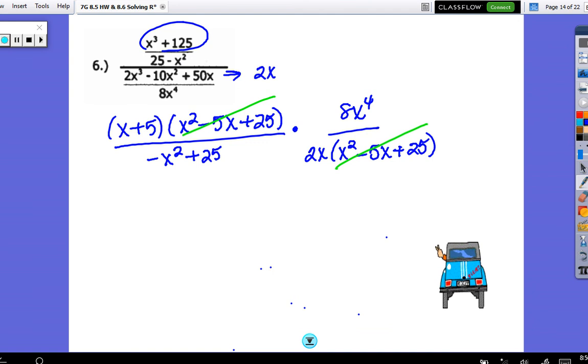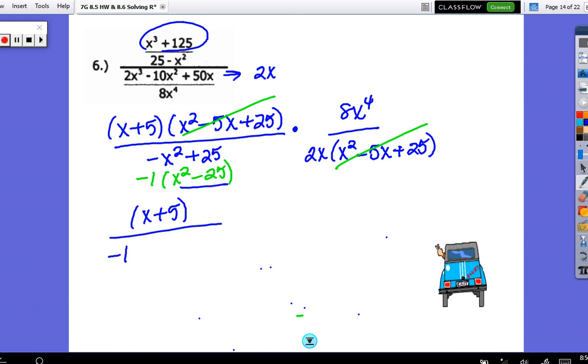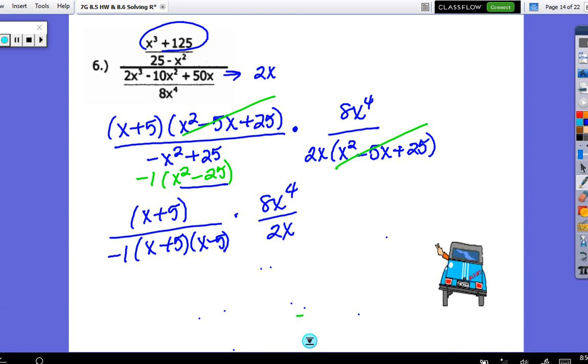All right, here, I'm going to have to factor out a negative 1, which makes it x squared minus 25. All right, so now when I go to factor this, on top, what am I left with? I'm left with x plus 5, negative 1. This I can factor to x plus 5, x minus 5, times 8x to the 4th, 2x. All right, common factor. I have my x plus 5's. All right, I also see that I can divide 2x into 8x squared.